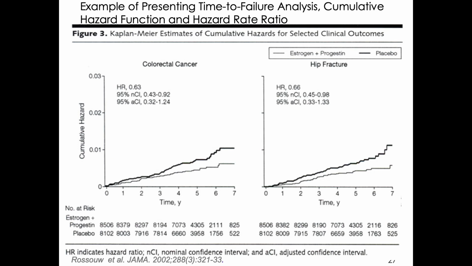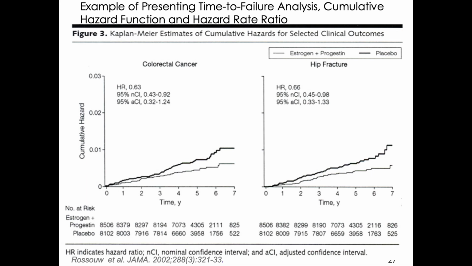So examples of presenting a time to failure analysis using a cumulative hazard function, which is 1 minus the proportion surviving, or it's the Kaplan-Meier function, and then a hazard rate ratio. The hazard rate ratio is not directly calculated from this graph, but this is a very common way to present the data when you have a population with varying follow-up times. You show your Kaplan-Meier function, which is the actual calculated cumulative hazard, and then the hazard rate ratio, which is based on the Cox proportional hazards model.